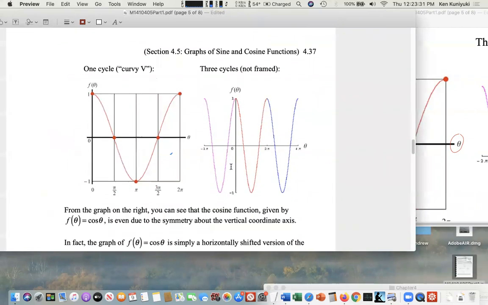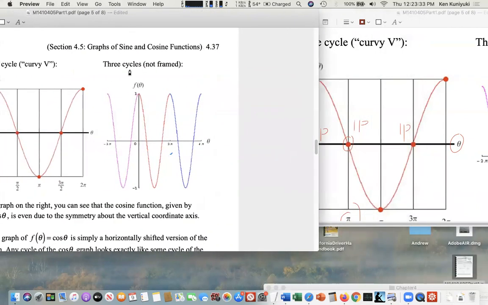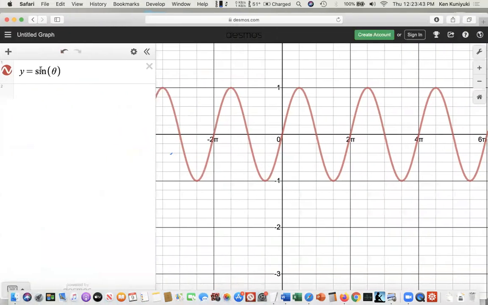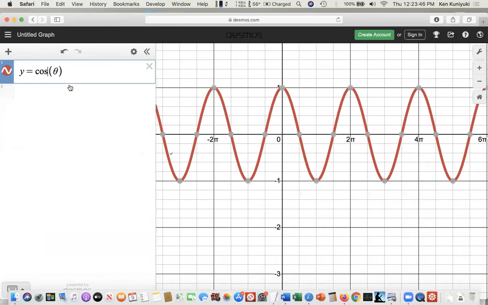Once again, the period is 2 pi. So here's one cycle in red from 0 to 2 pi, another cycle in blue, over here another cycle in purple. On Desmos, let's graph y equals cosine of theta. Okay, starting at 0, 1, here's a curvy V going to 2 pi, 1. That's a fundamental cycle. But then we repeat this. So we have 0 to 2 pi, 2 pi to 4 pi, 4 pi to 6 pi, also backwards. Negative 2 pi to 0, for example. We have infinitely many cycles.